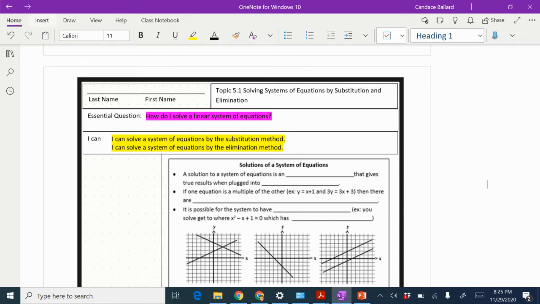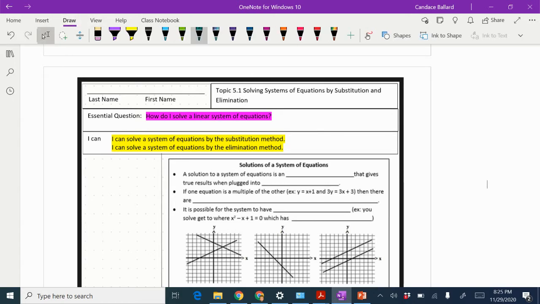Let's take a look at this first one here. A solution of a system of equations. A solution to a system of equations is an ordered pair that gives the true result when plugged into both equations.